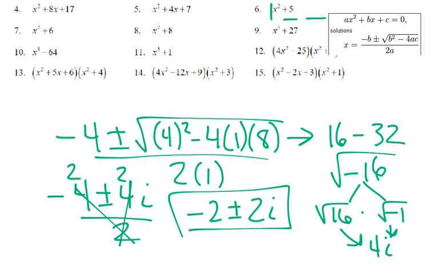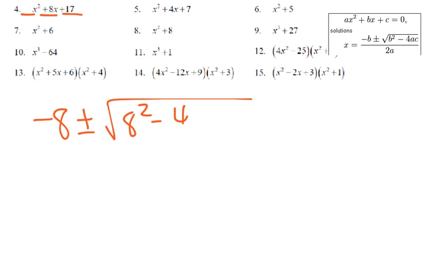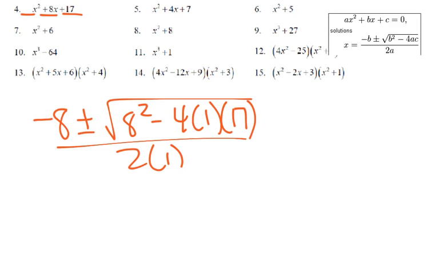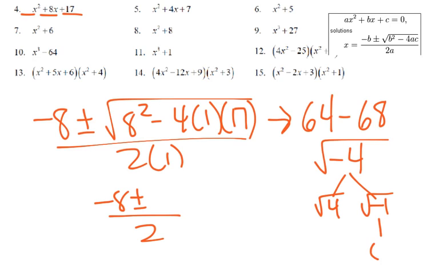Okay, moving on to number 4. a, b, and c. So negative 8 plus or minus the square root of 8 squared minus 4 times a times c, over 2 times a. So I know it's over 2, negative 8 plus or minus. Well, now what's going on here? 8 squared is 64. 4 times 17 is 68. So we get negative 4. So the square root of 4, the square root of negative 1, that's i, that's 2, plus or minus 2i.